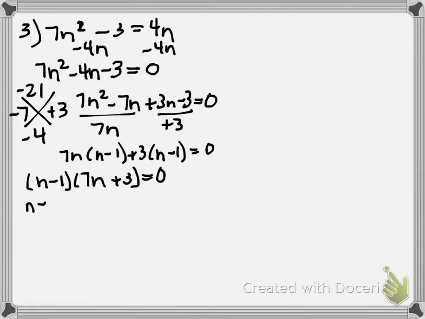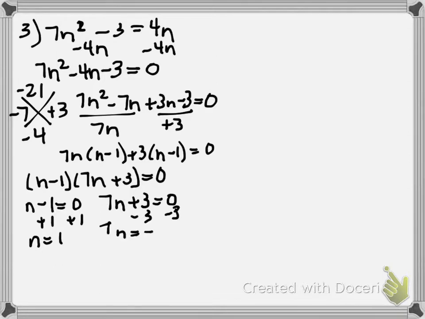Then I take each factor, set it equal to 0 because of the zero product property, and then solve. This one I add 1 to both sides, and I get n equals 1. This one I start by subtracting 3 from both sides, and I get 7n equals negative 3, and then I divide both sides by 7, and I get n equals negative 3/7. So my two answers are 1 and negative 3/7. So without understanding how to factor, we have a big problem, okay?